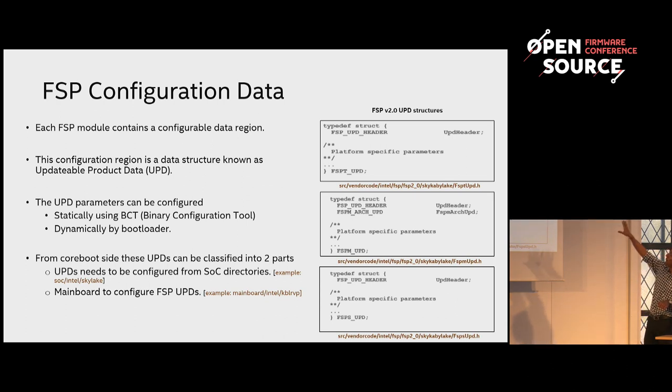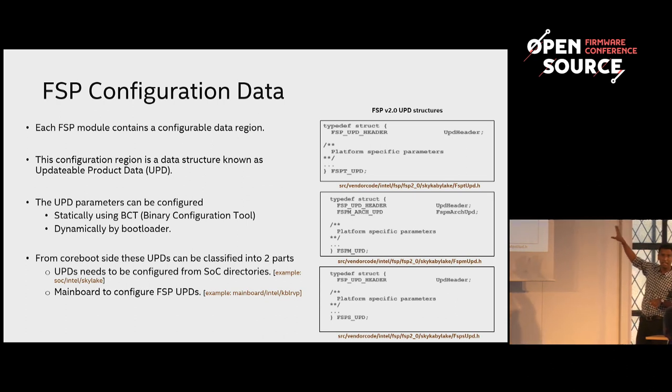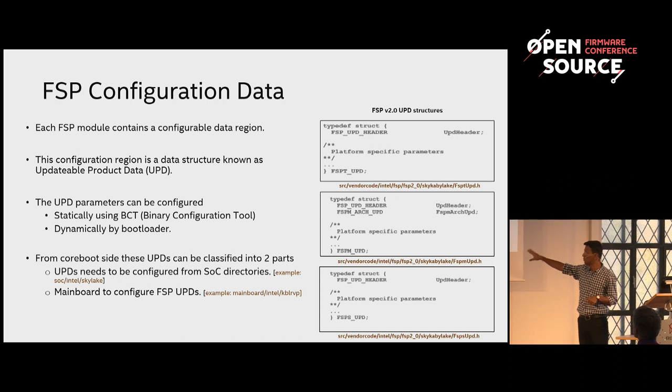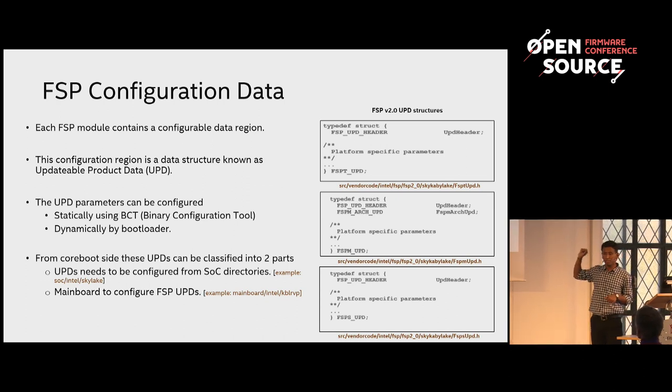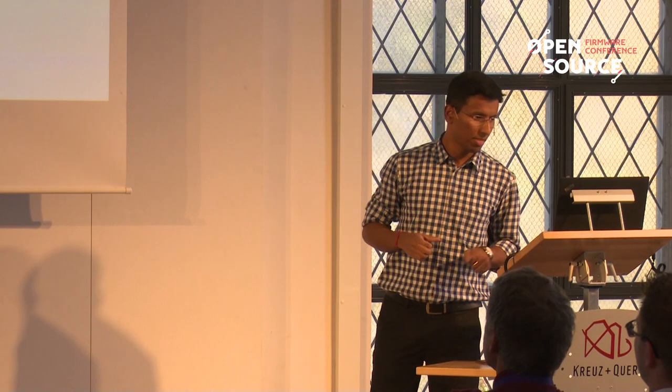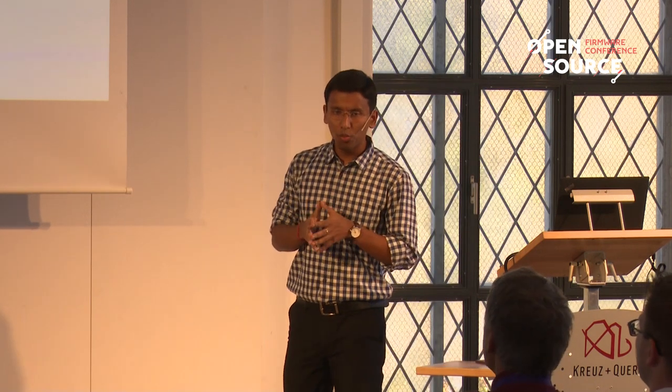Okay, so here is a sample of the FSP UPD headers. If you go to the vendor code, you may find those there. Just make sure that you have an FSP binary with a similar or compatible version of the FSP UPD as well, because the binary has to be compatible with your FSP header. Now assume that you have your FSP binary, you also have your FSP header, and you have your bootloader configured with all the policy requirements that we will come to in the next files.